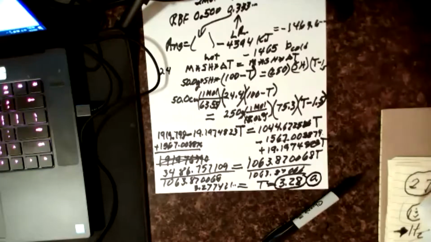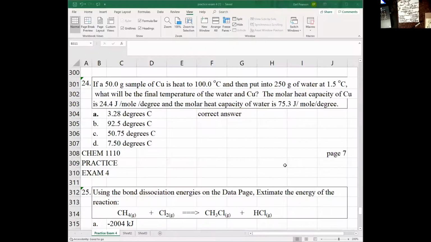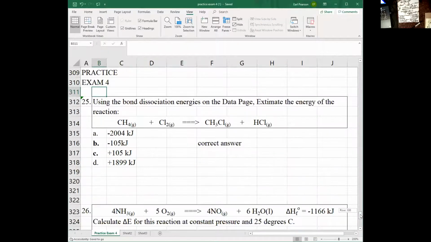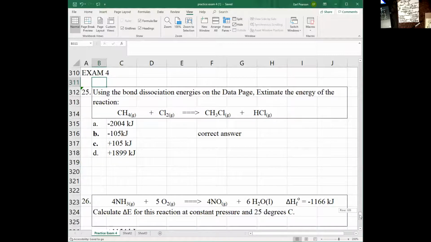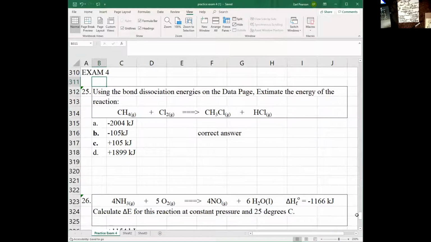Okay, so let's go back and look again, and let's work out the remaining questions. Using the bond dissociation energies on the data page, estimate the energy of this reaction. So let's go do that.